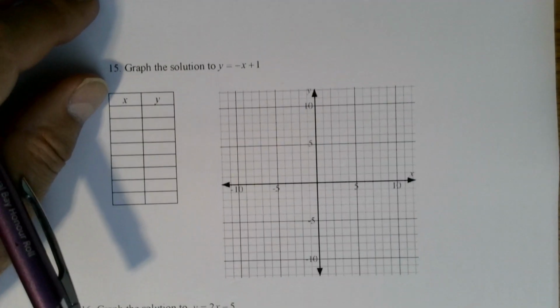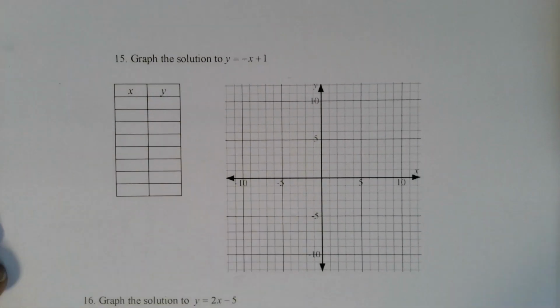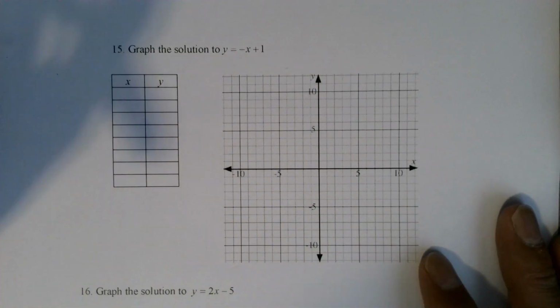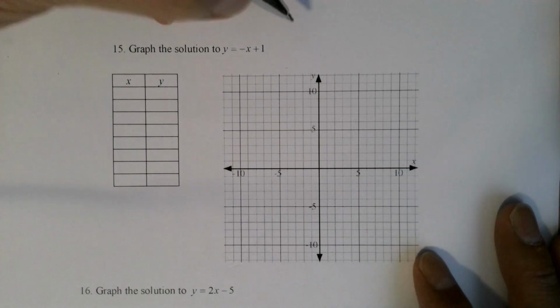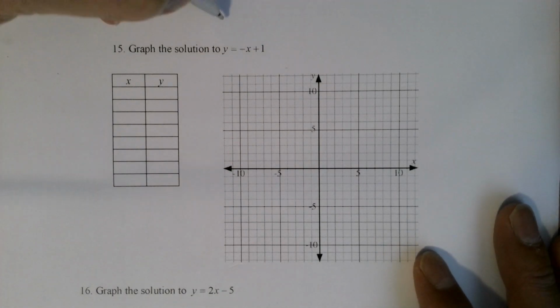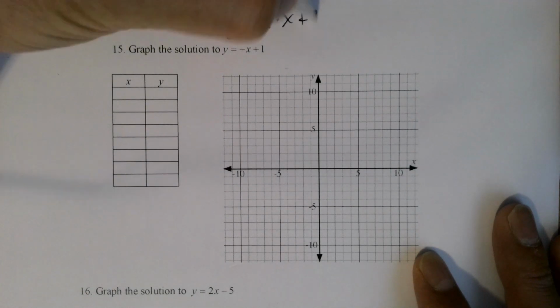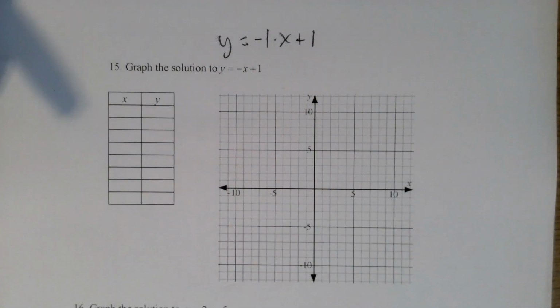15, negative y equals negative x plus 1. Highly recommend you guys rewrite this. You guys remember that negative x is the lazy way of writing negative 1 times x. So let's rewrite that as y equals negative 1 times x plus 1. And that's going to keep us from making mistakes. A lot of people get messed up with a negative x.